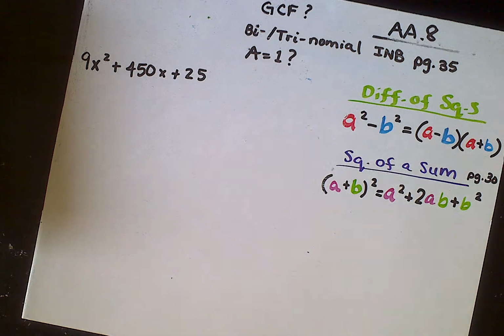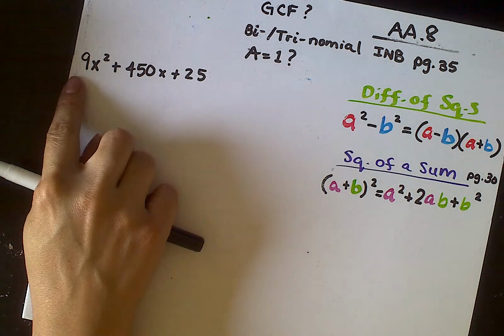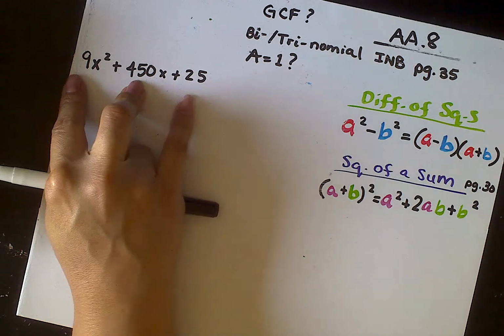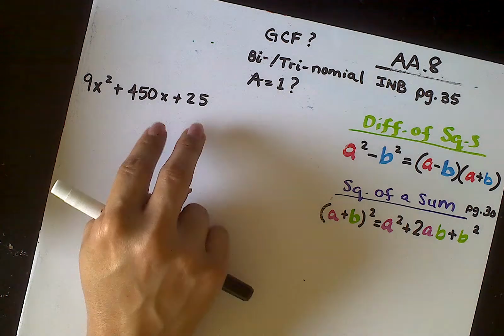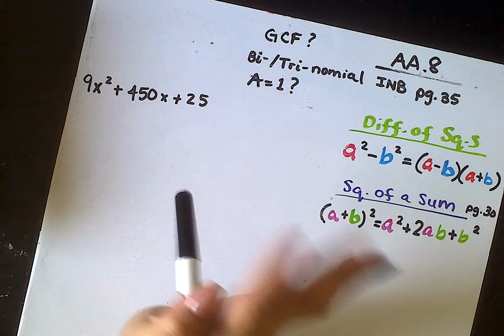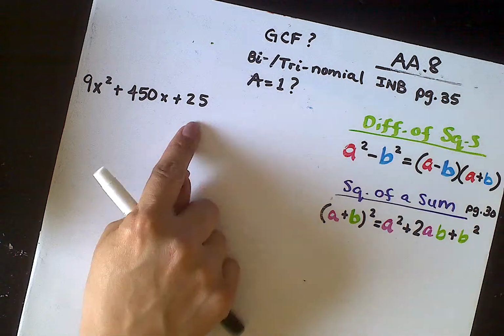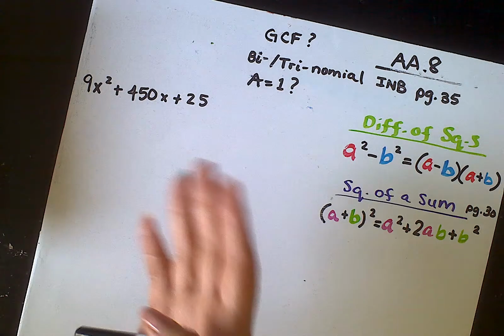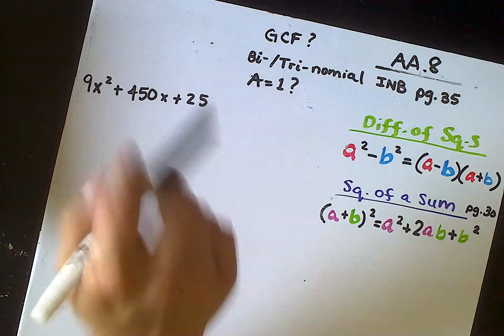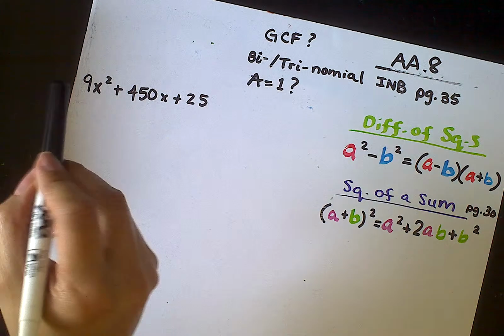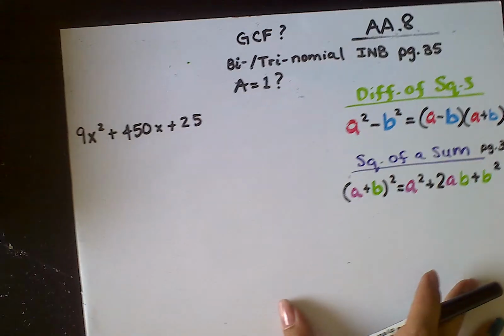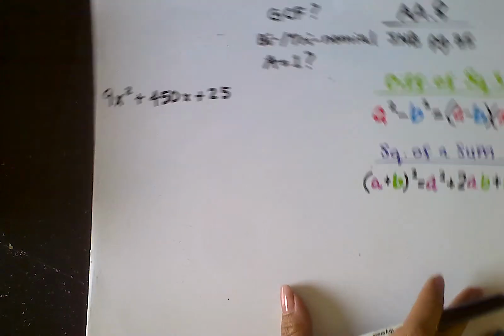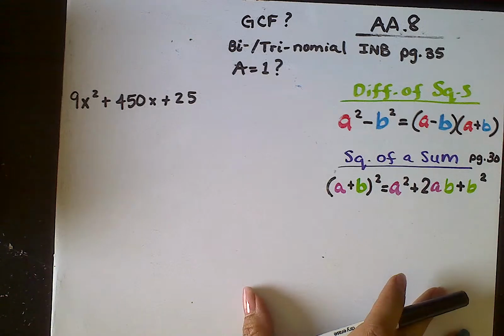Now, the thing is that you take a look and here I have 9, 450, and 25. Now, 25 and 450 obviously have 25 in common. Think of money, 25 cents, $4.50. You can use quarters to make $4.50. But you cannot use quarters to make 9 cents. That makes no sense.